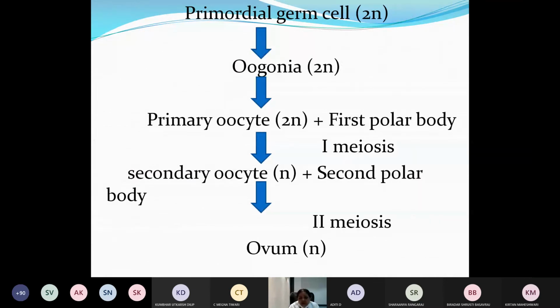In the flowchart I have shown how the ovum is formed. The primordial germ cell leads to oogonia. Oogonia in turn form the primary oocyte plus the first polar body. That is the first meiosis. That will lead to the secondary oocyte plus the second polar body. That is the second meiosis. This will give rise to the ovum.